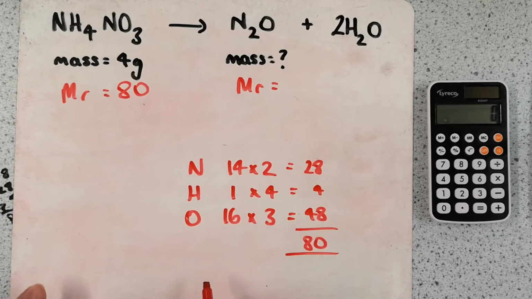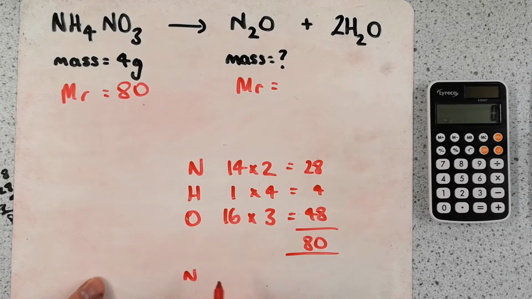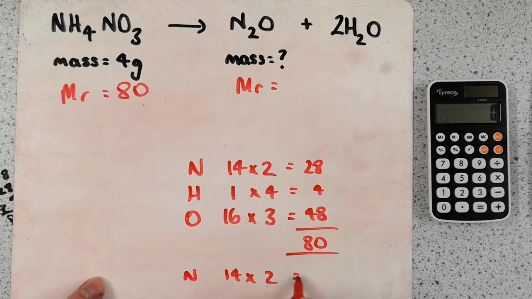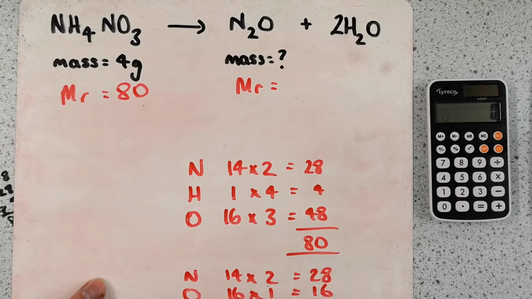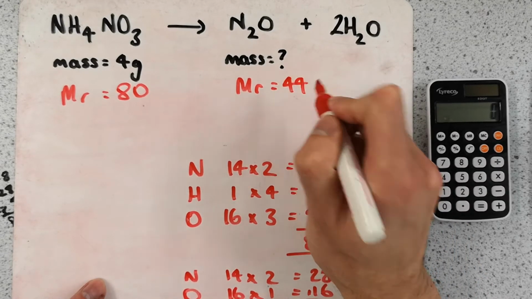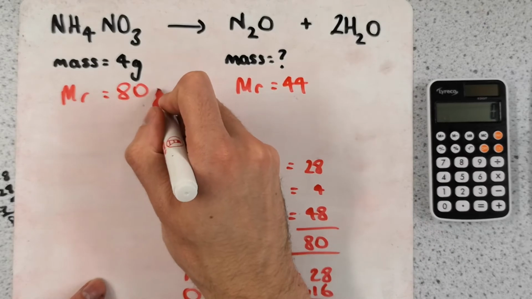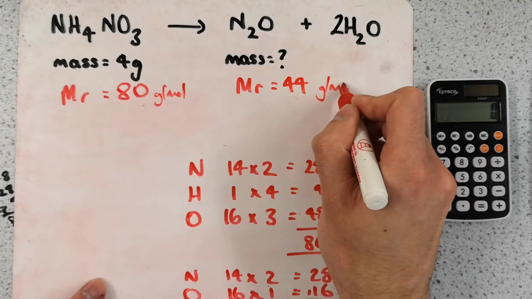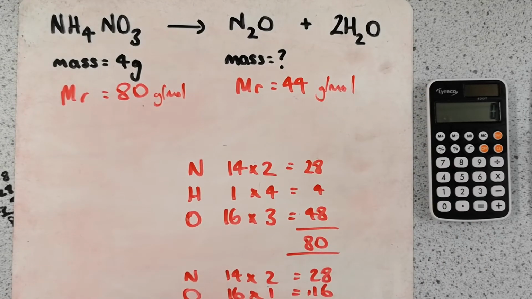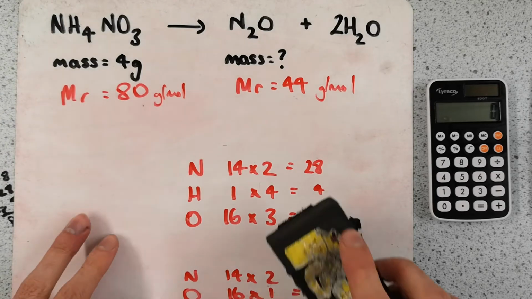In the same way I can do N2O. I've got nitrogen, which is 14 again times 2, 28, this time just one oxygen at 16. So that will give me 44. Units for MR are grams per mole, so just get those in there as well. So that's kind of our first step before we can even start to do our calculations.